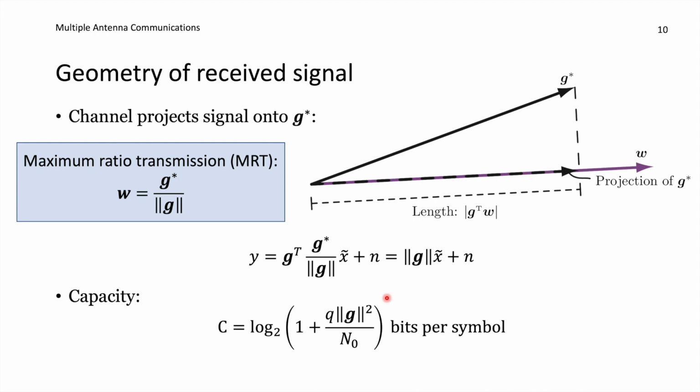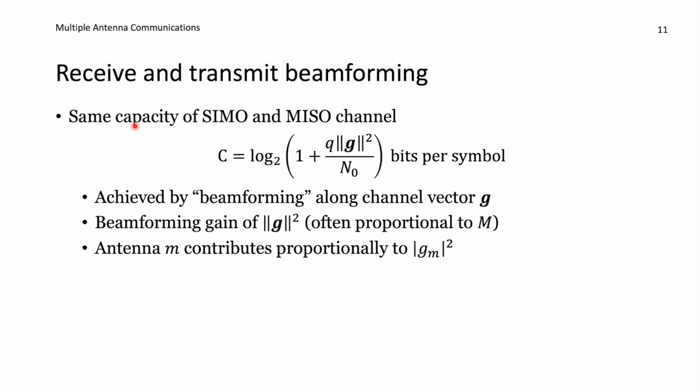And when I say direction, I'm not referring to directions in our three-dimensional world. I'm talking about directions in the M-dimensional world where the vectors here are living. This capacity expression is something that we already have seen, because we now have the same capacity expression in both the SIMO and the MISO channel. And we achieve the capacity with some kind of beamforming along the channel vector. So when we are receiving, we apply receive combining of all the signals over the antennas so that it matches with the channel vector G. And when we are transmitting, we apply precoding that is also aligned with the channel vector. And in general, both of these things are referred to as beamforming.